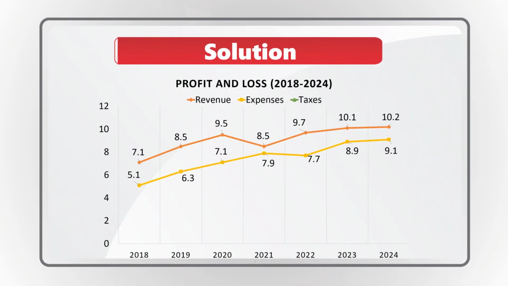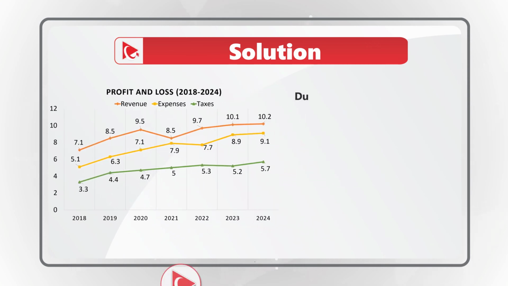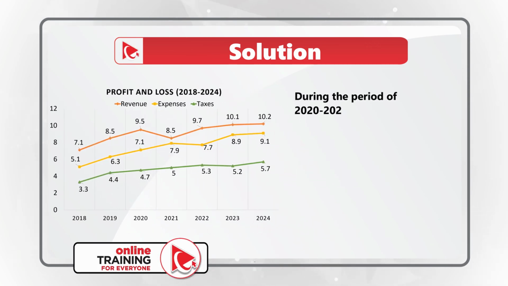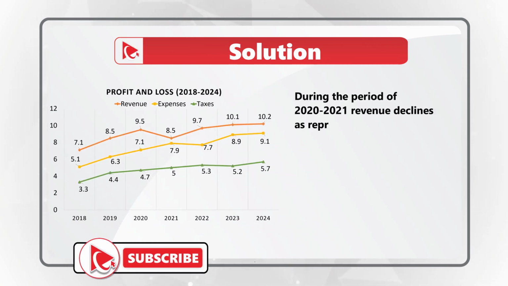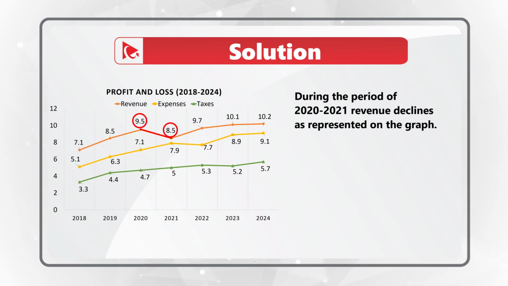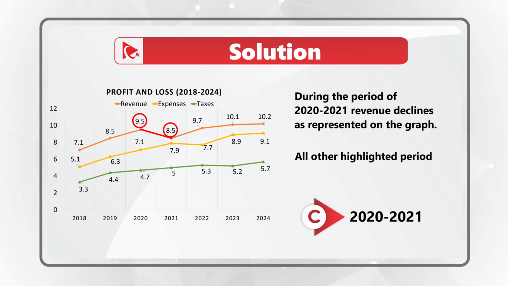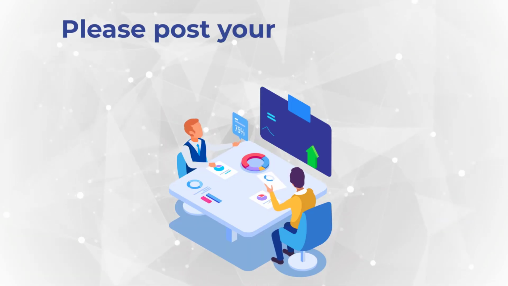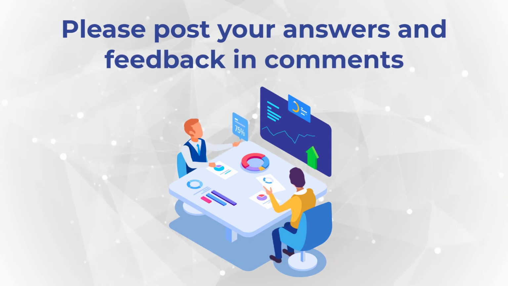The way I see it is that the revenue goes down between the period of 2020 and 2021, which is represented by the blue line. In 2020, the revenue was about 9.5 units, and then in 2021, it went down to approximately 8.5 units. All other highlighted periods in the question indicate revenue increases. Did you see it differently? Please make sure to post your answer in comments.